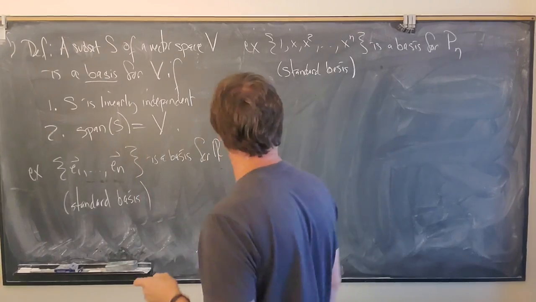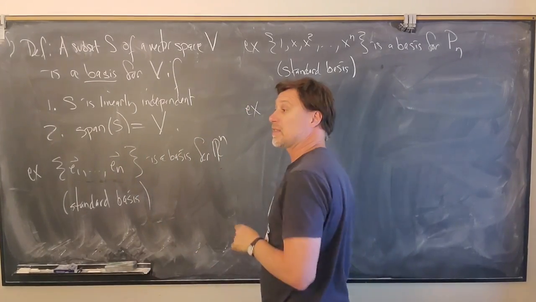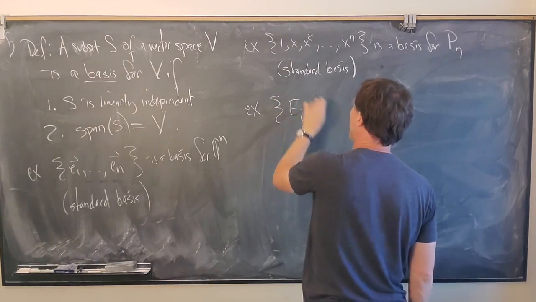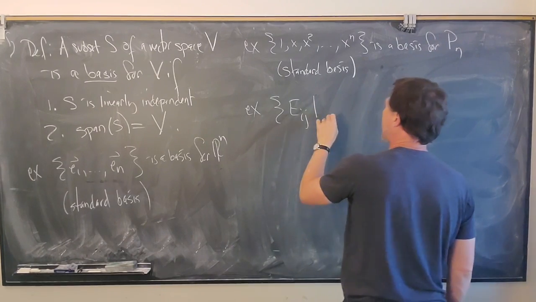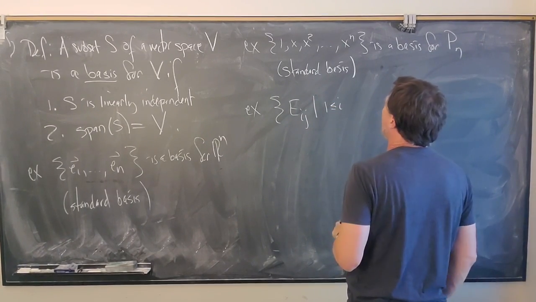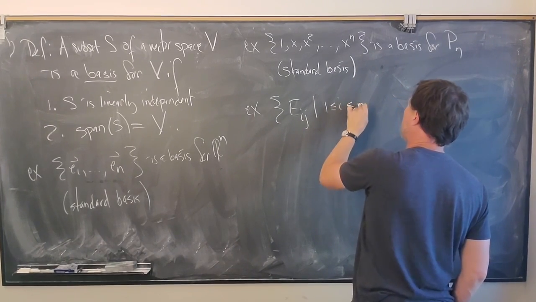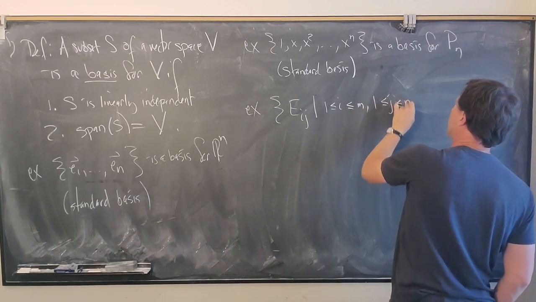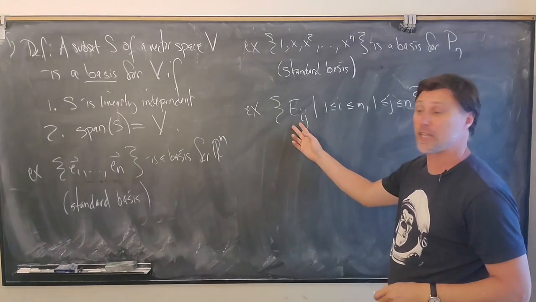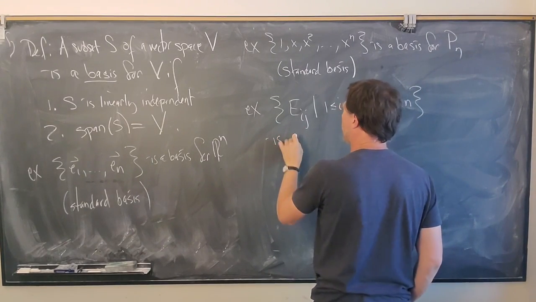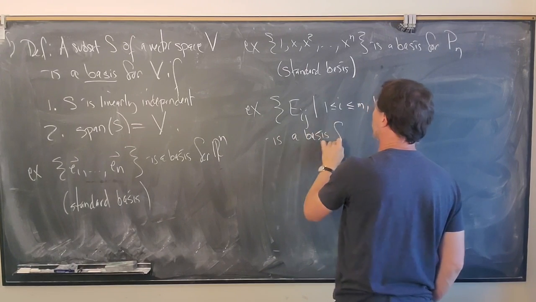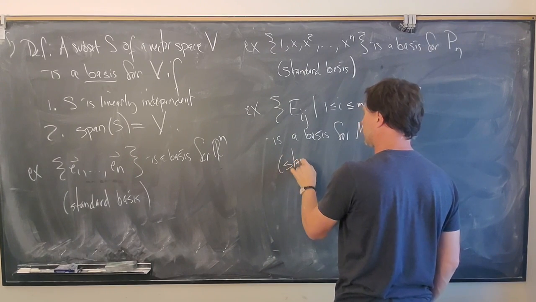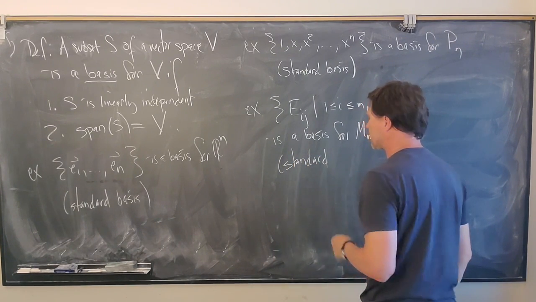Let me write down one more standard basis. This is the one for our vector space consisting of matrices. Capital E sub ij, where i is less than or equal to m, and j is less than or equal to n, right? So the collection of all possible E sub ij's is a basis for M sub mn, and this is the standard basis. It's not the only one, but it is an example called the standard basis.